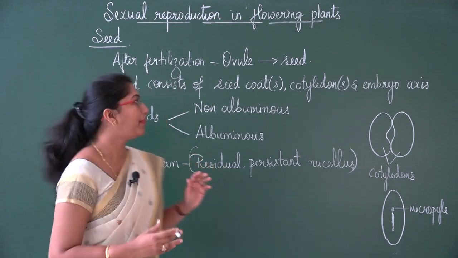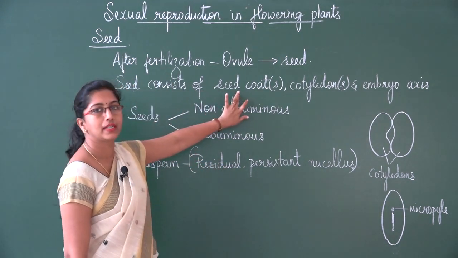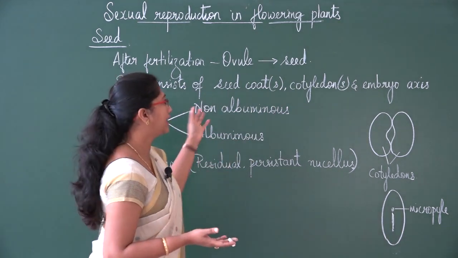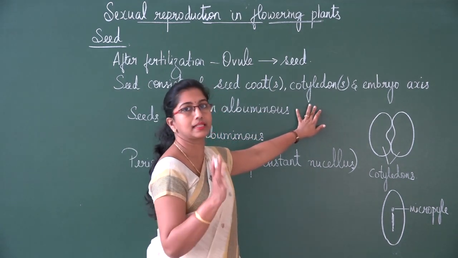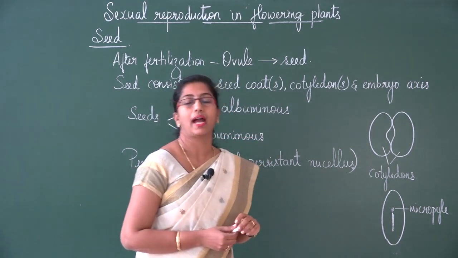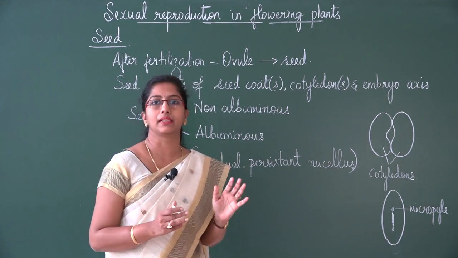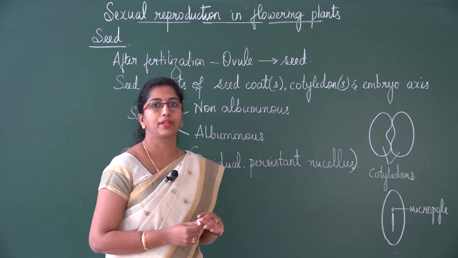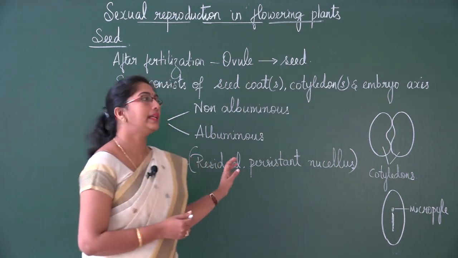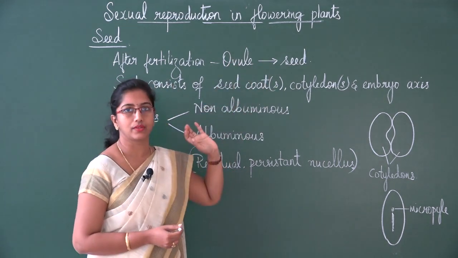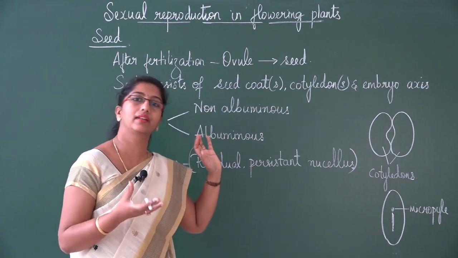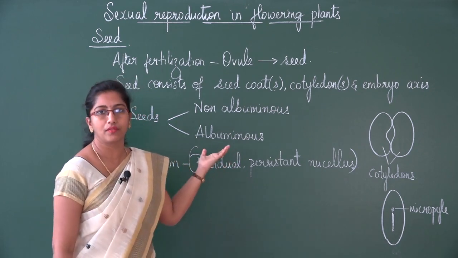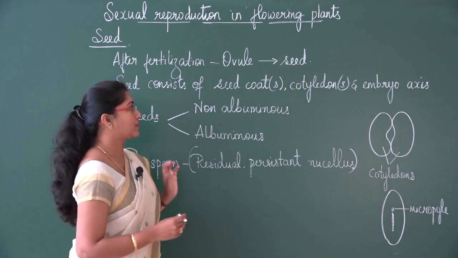three parts. So seed consists of seed coat. Seed has a protective layer which is called seed coat, then it has cotyledon or cotyledons depending on the species, and the embryo axis. So a typical seed will have these three structures: the seed coat, the cotyledons, and the embryo axis. I told you the ovule is developing into seed, so we can call the seed a fertilized ovule. Seed is nothing but a fertilized ovule which is containing these three structures.